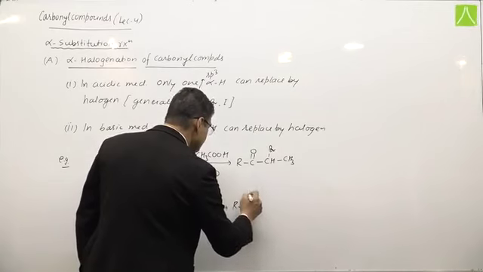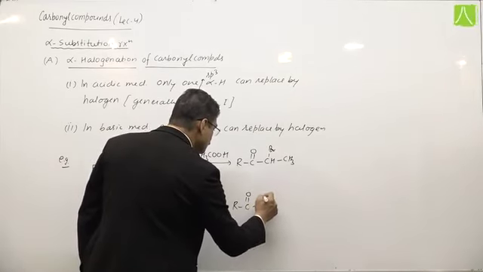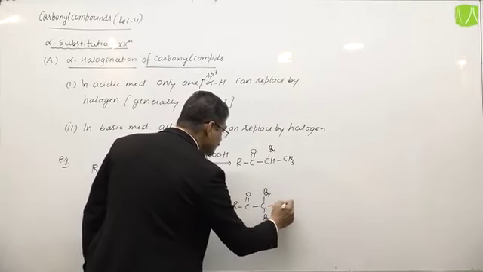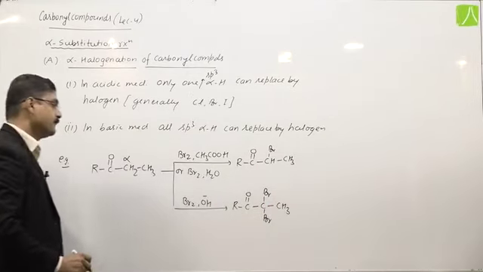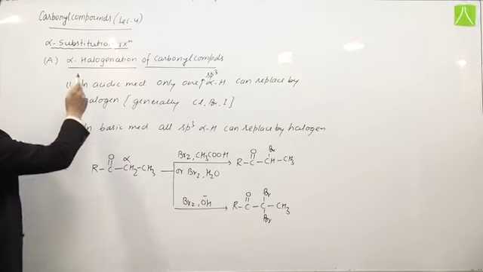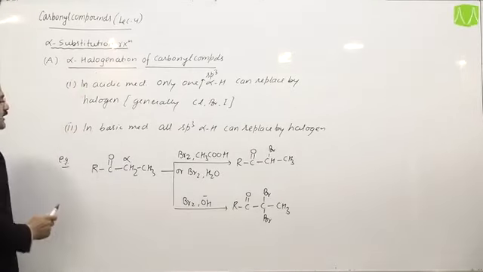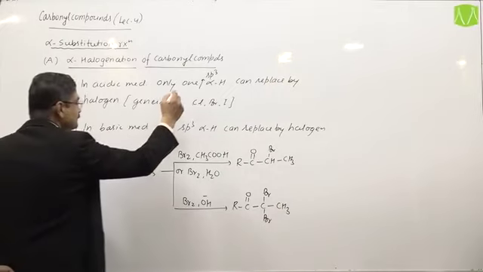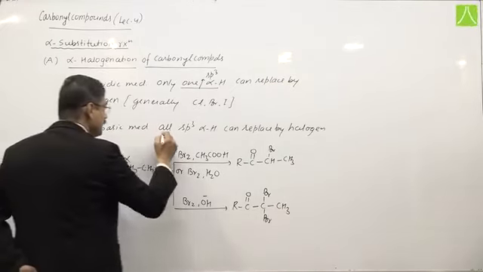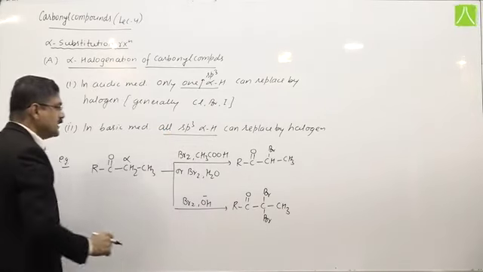Now in basic medium, both hydrogens are finally replaced by halogen. So I repeat the reaction, alpha substitution, that is alpha halogenation of carbonyl compounds. In acidic medium, only one alpha H can be replaced. In basic medium, all sp3 alpha H can be replaced by the halogen.